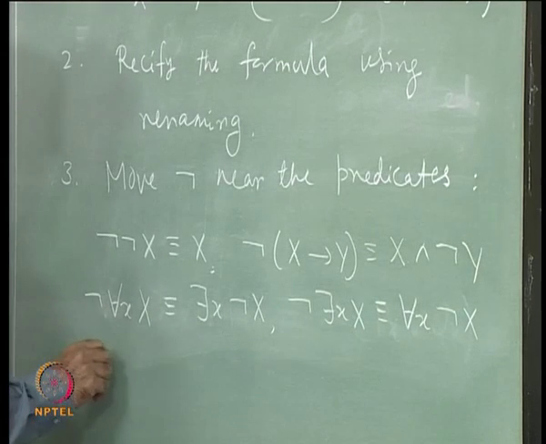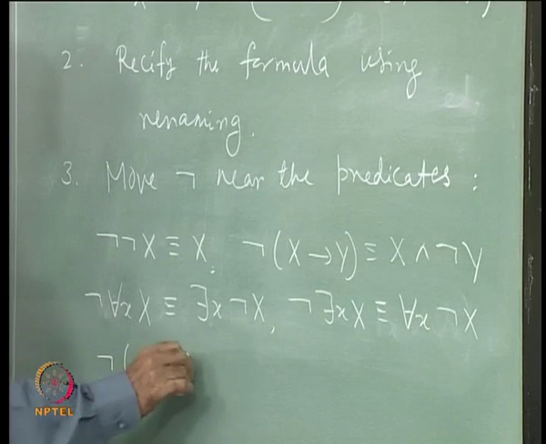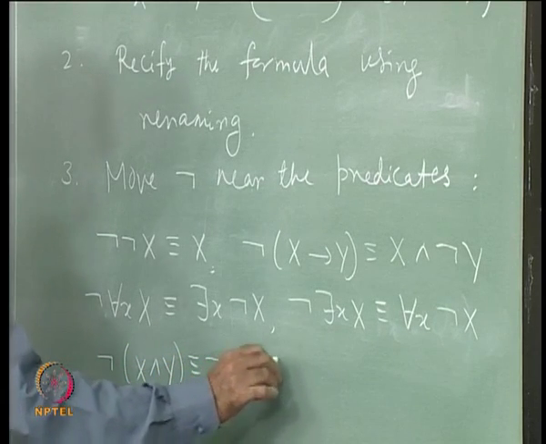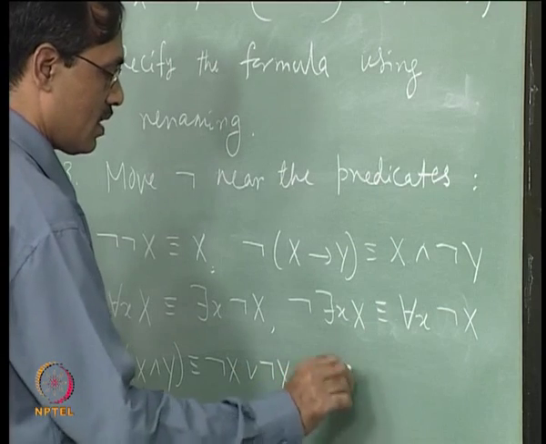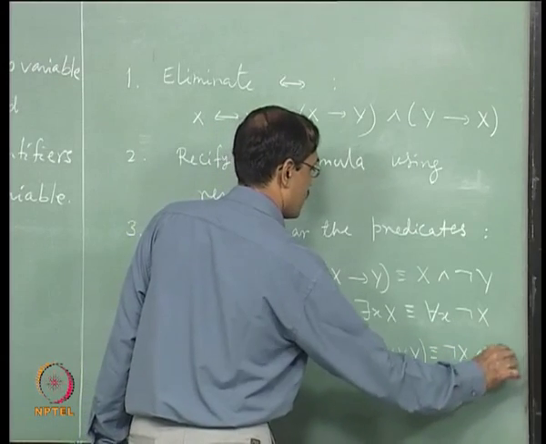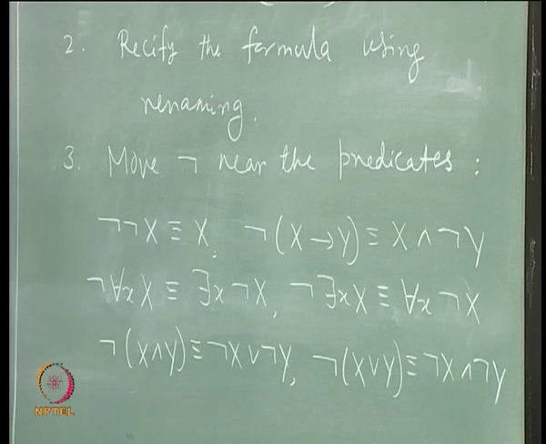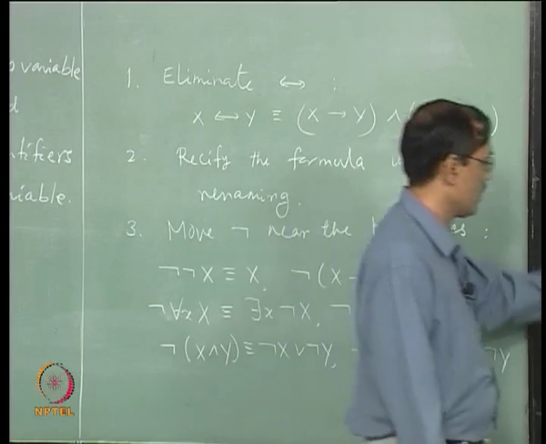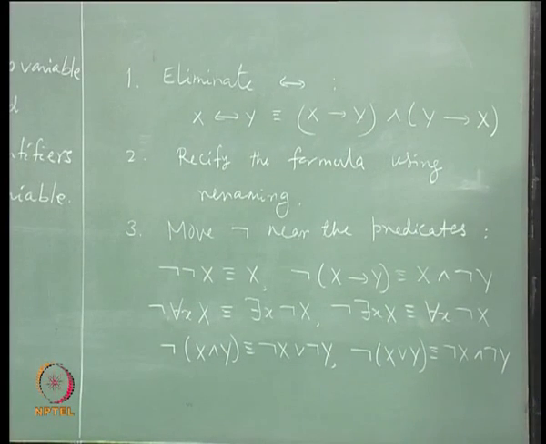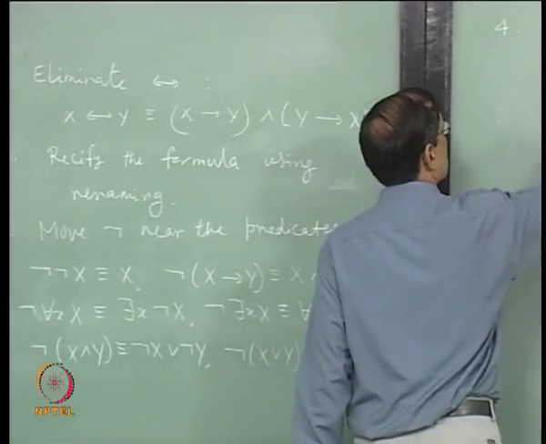So, here you may say, if you need to make it better, you may write not of x and y is not x or not y, and also use the other one for the not of x or y, which is not x and not y. Fine. Then comes the distribution part to do similar things. So, next we use distribution laws.